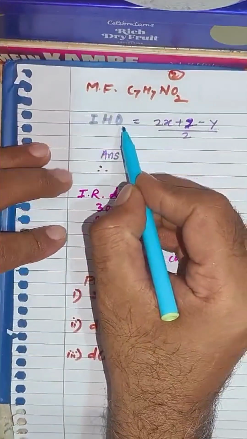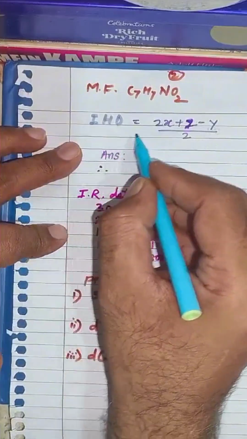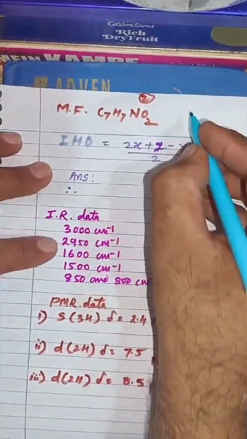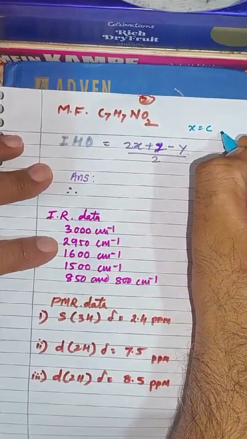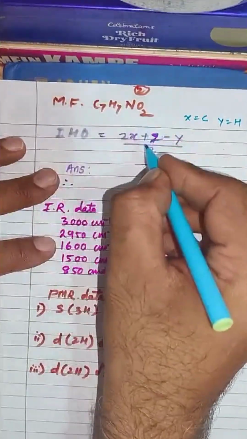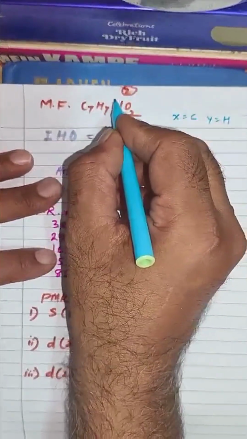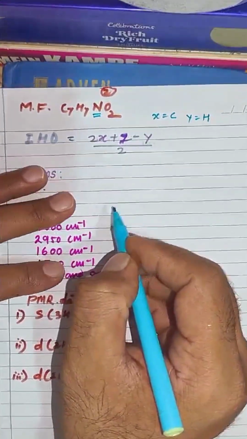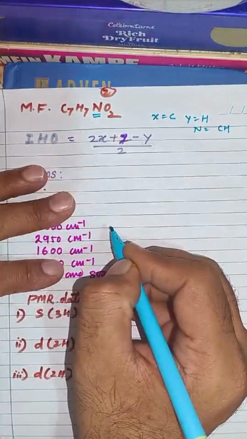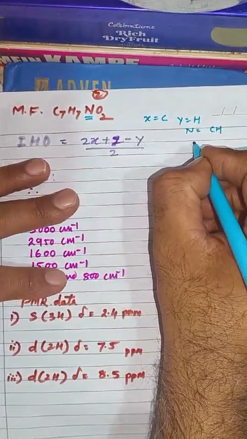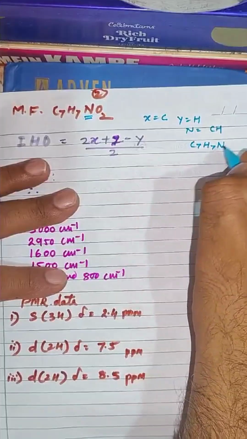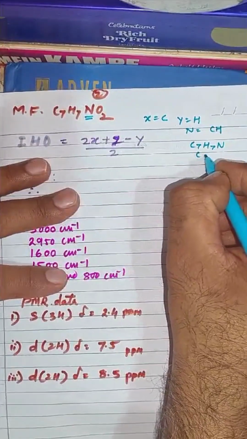First of all, you have to go for the ISD. For getting the ISD, the formula is (2x + 2 - y) divided by 2, where x stands for carbon and y stands for hydrogen. We can put these values in this equation, but there is one element given, that is nitrogen. For that nitrogen, you have to add CH in the molecular formula. So the molecular formula becomes C7H7N.